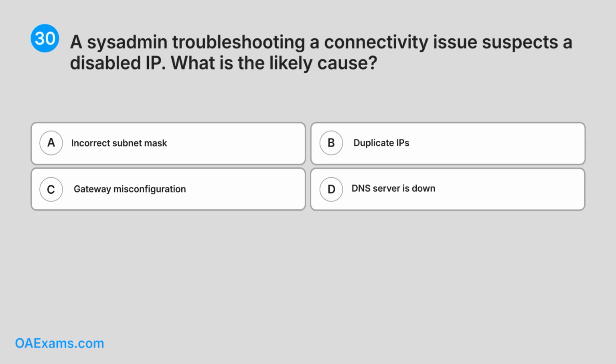30. A sysadmin troubleshooting a connectivity issue suspects a disabled IP. What is the likely cause? A. Incorrect subnet mask. B. Duplicate IPs. C. Gateway misconfiguration. D. DNS server is down. What do you think is the answer?